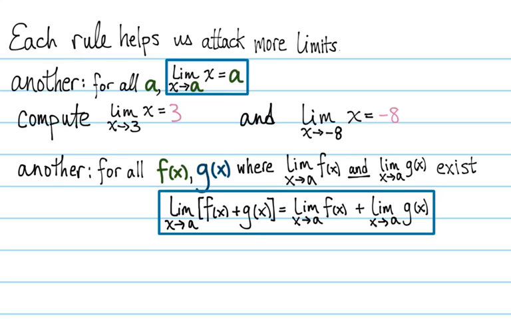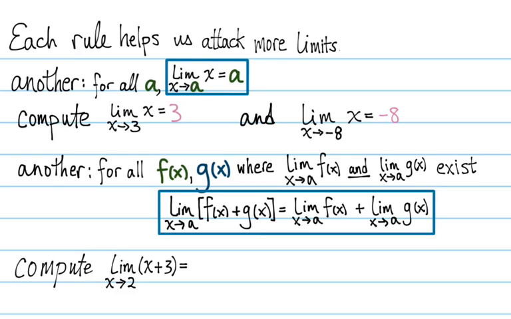Well, here's another one. For any two functions that have a limit at a, right, so if you have f of x and g of x, and the limit as x approaches a of f of x makes sense, and the limit as x approaches a of g of x makes sense, then the limit of the sum of the two functions is just the sum of the limits of the two functions. So let's see that in practice. I want you to compute the limit as x approaches 2 of x plus 3. Pause the video, try to use what's in the box plus the previous slides in order to solve this.